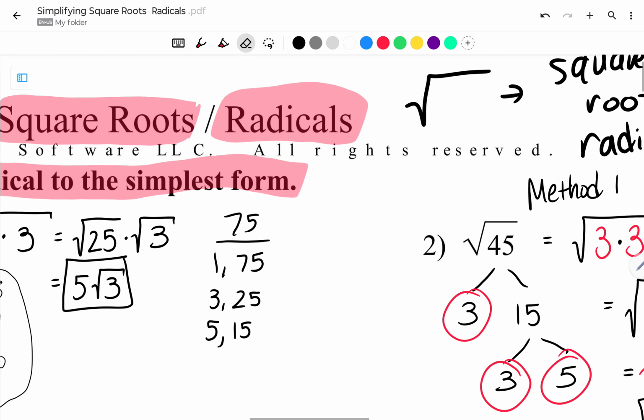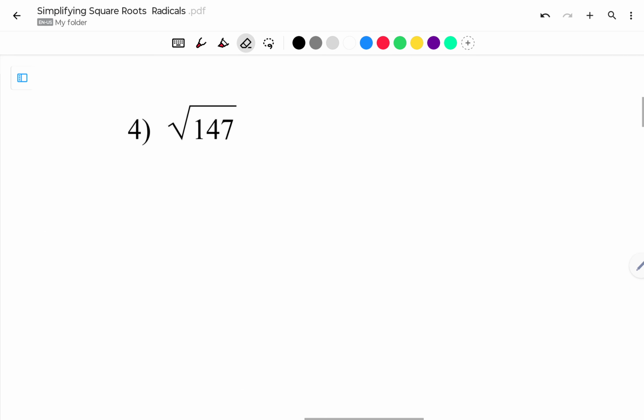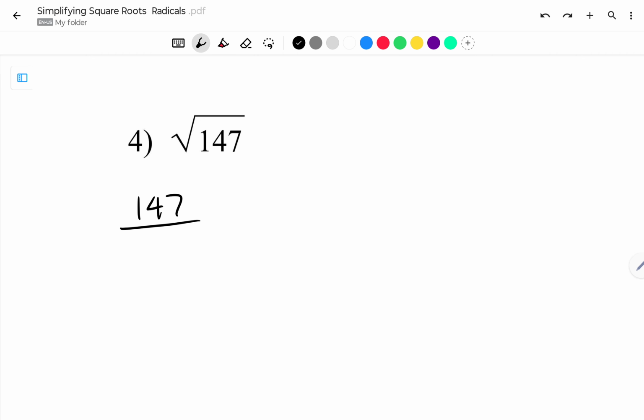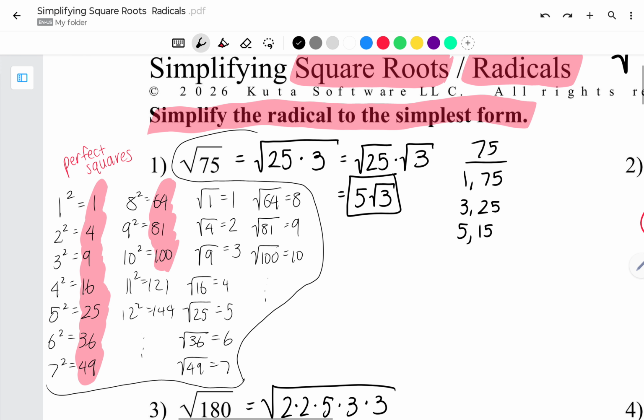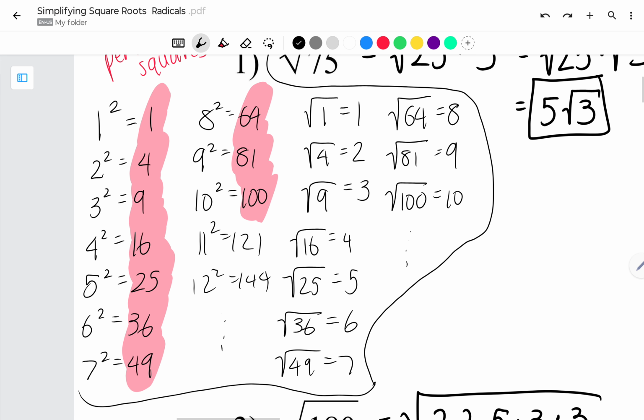Okay, let's try it again. Let me try this one with the other method, okay? So I'm asking myself, 147 can be broken down into how many different ways? Let's see. 147. No, ignore that. I'm still at school right now. I'm looking at my perfect squares.